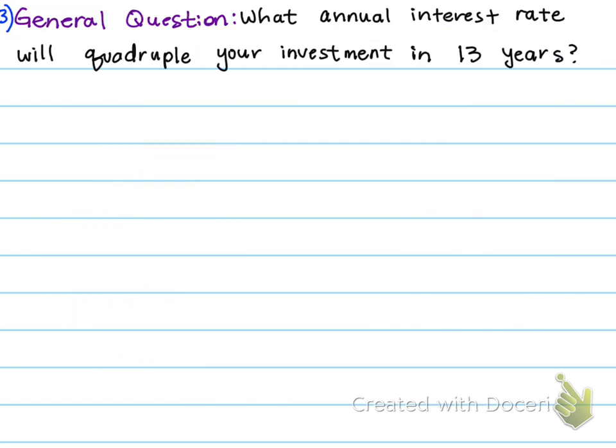Next, general question. This kind of question doesn't really give me much information. It says, what annual interest rate? So again, it's telling me it's annual. Annual hints that it's not going to be continuous, but again, we're using this function A of t is equal to, again, write it down, P times 1 plus R over N to the NT would quadruple your investment in 13 years.